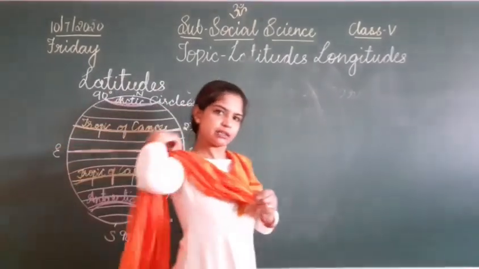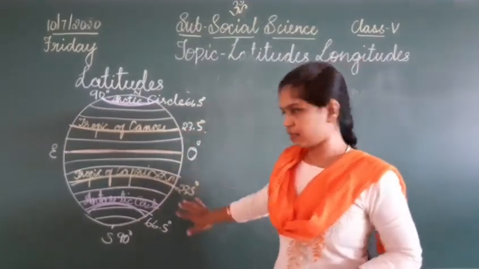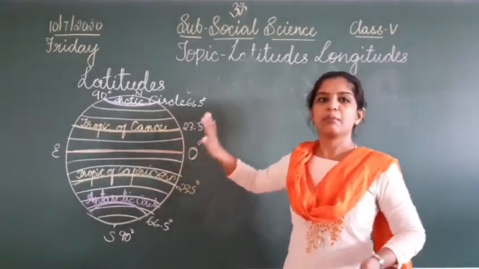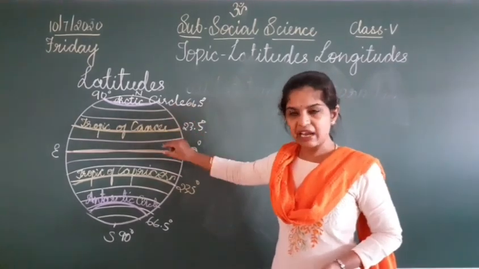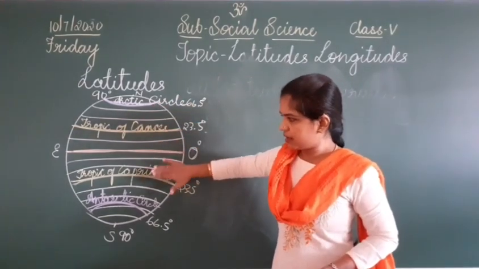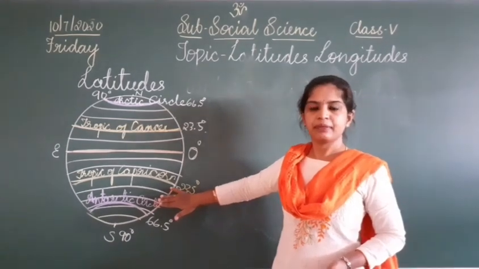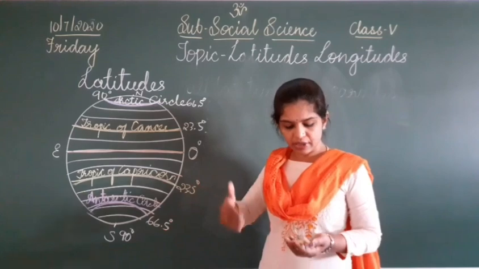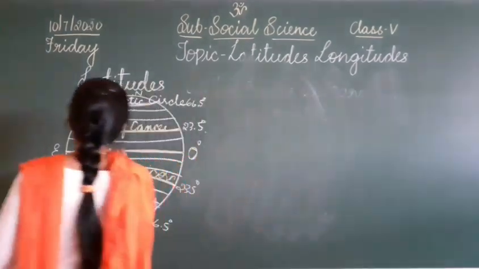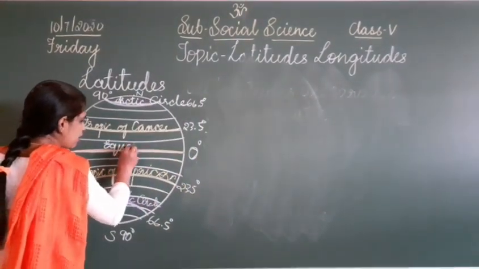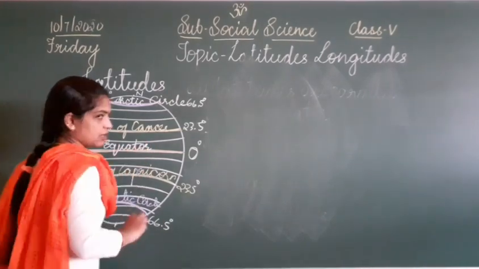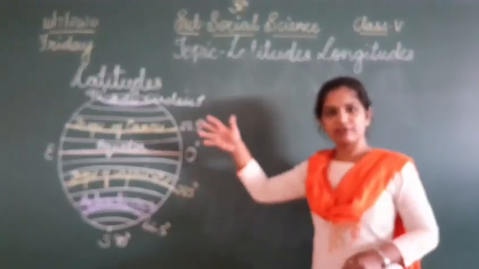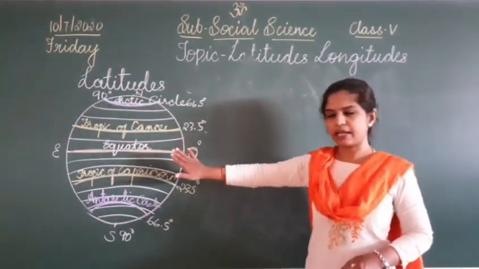Got it? These are the important lines of latitudes. There are many lines of latitudes, but we have named only 5 of them as important lines of latitudes. We have done so for us to understand and study about the earth better. Got it, children?